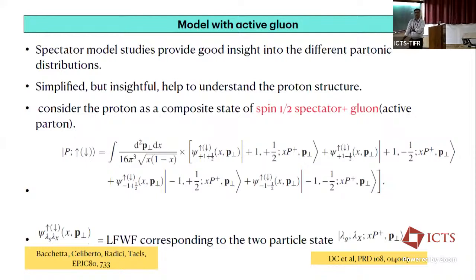So what we are actually going to discuss here is the gluon distribution functions in a simplified model. Okay. So what is that model? So this is basically a spectator model where we consider that the gluon is the active parton and the rest of the thing is actually a spectator. Okay, so this is a spin half spectator.